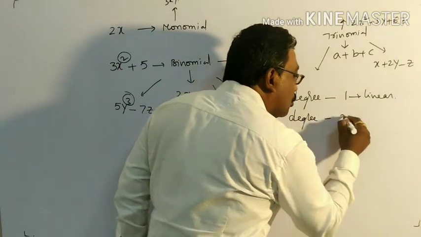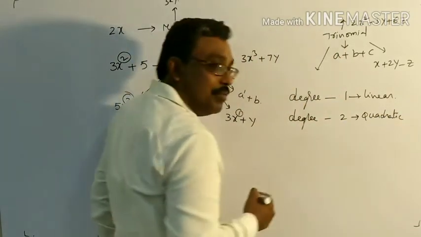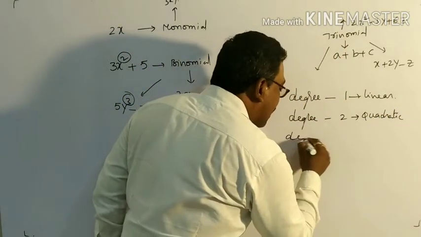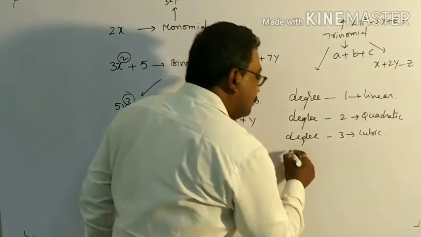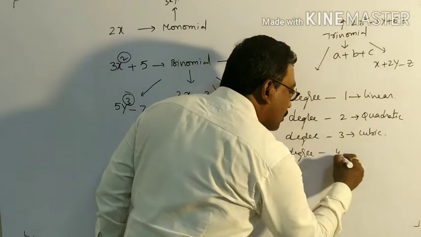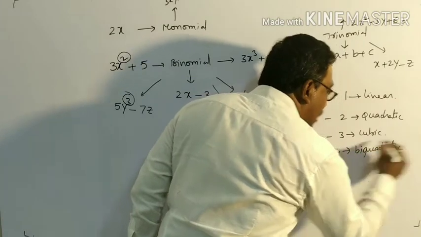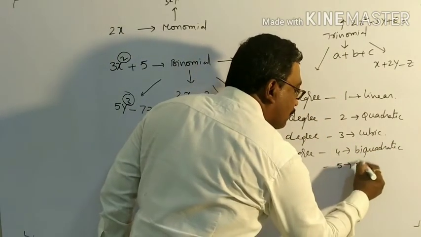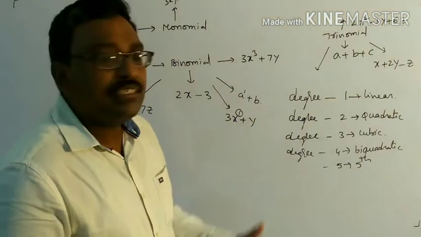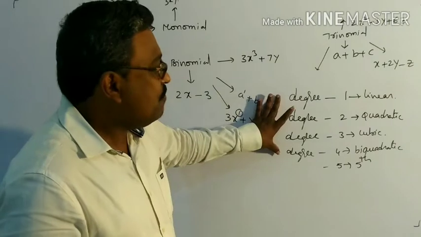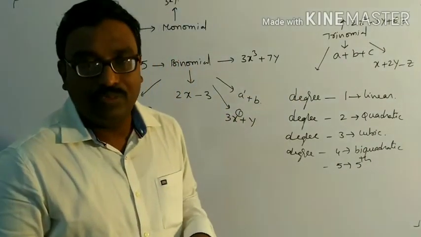If degree is 2, then it is called quadratic polynomial. If degree is 3, then it is called a cubic polynomial. If degree is 4, biquadratic polynomial. If degree is 5, fifth order polynomial. Degree is 6, sixth order polynomial. Degree is 7, seventh order polynomial. Only the first four have different names. If degree is 1, linear polynomial.